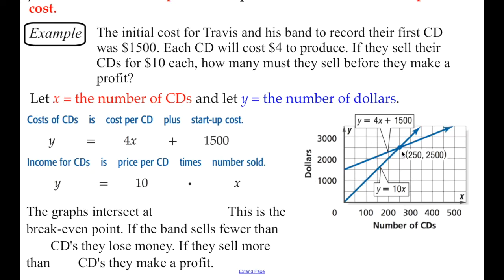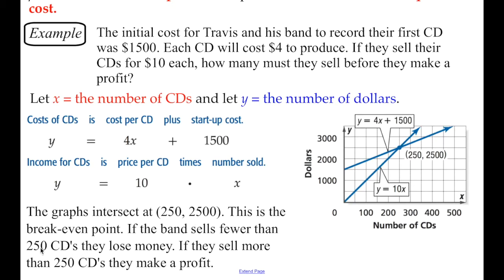So I have those two graphed over here. Again, you would use your slope-intercept form. They're both in slope-intercept form. Use your y-intercept and your slope to draw your lines, and then find that intersection point. The graphs intersect at the point 250, 2500. That is called our break-even point.